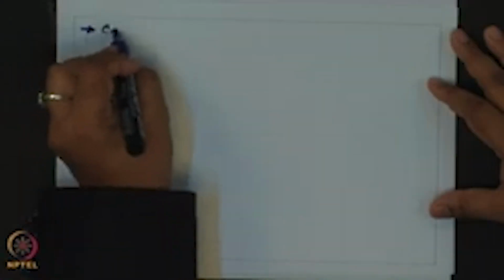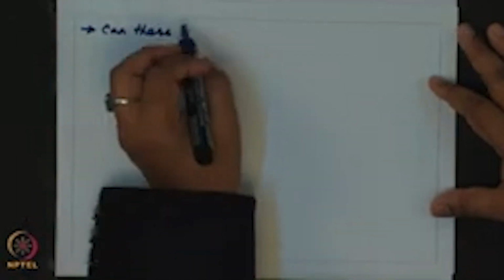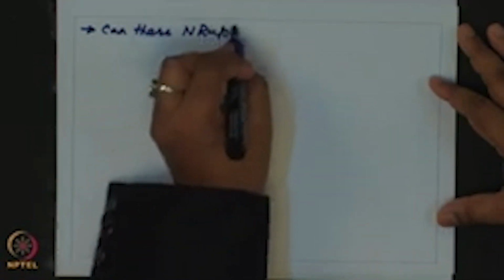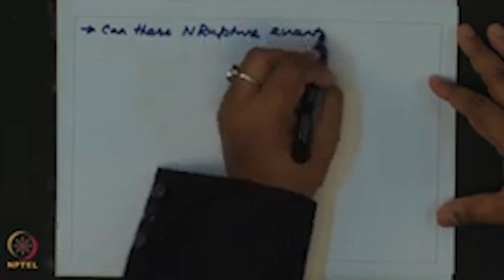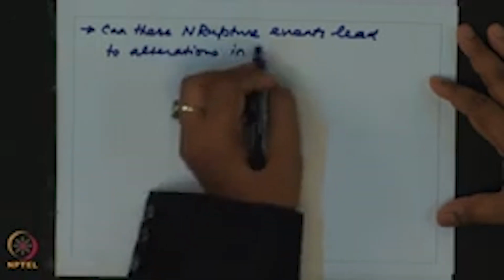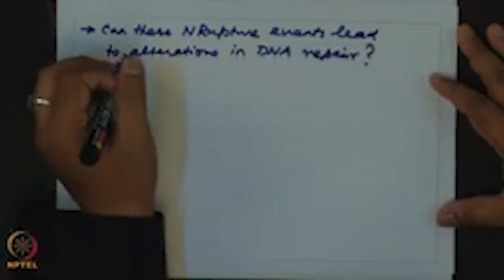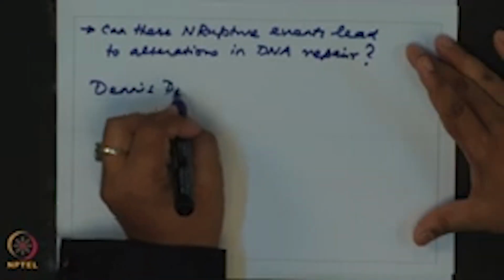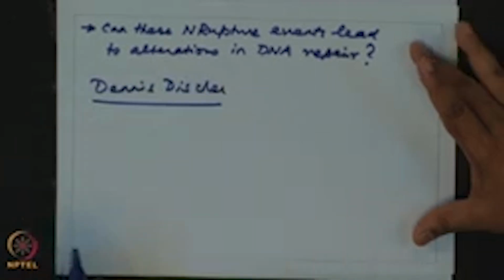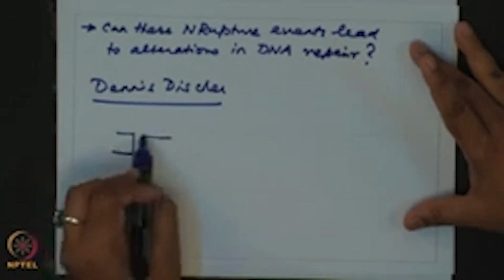Okay. The next part of it is the question: can these nuclear rupture events lead to alterations in DNA repair? Okay. So, can it be that DNA repair is impacted negatively? Okay. So, to answer this question, Dennis Discher at UPenn, he used this pore experiment again.